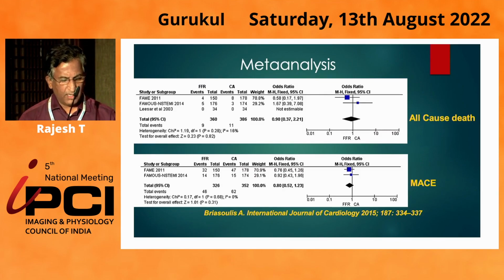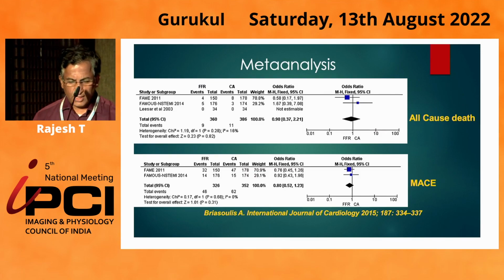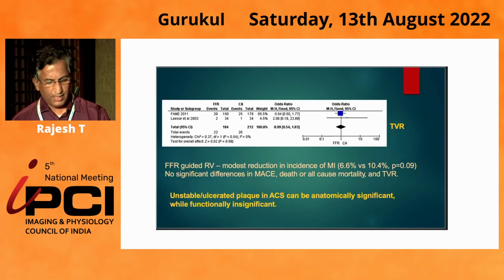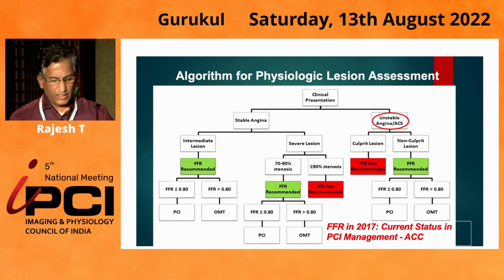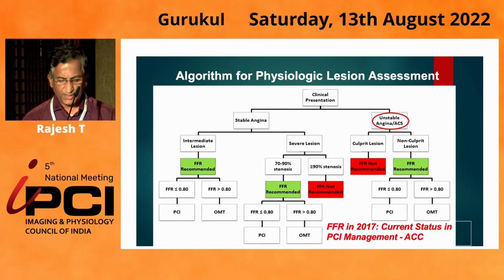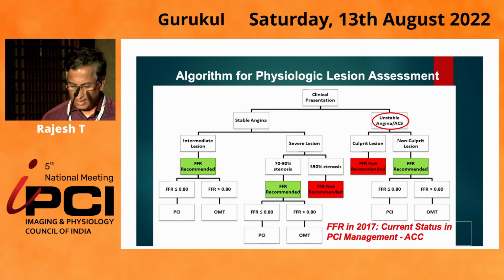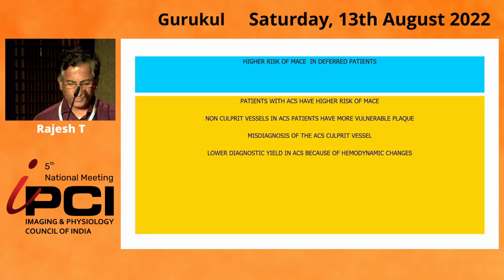And this is, again, the FAME non-STEMI trial, and the FAME sub-study also showed there was no difference in all-cause death, MACE, and target vessel revascularization in the FFR-guided arm compared to the angiographic-guided arm. Now, this is an algorithm which came out very early in 2017. After these trials came out, they compared in the unstable angina patient: the culprit vessel FFR was not recommended, non-culprit vessel FFR was recommended, and if FFR was less than 0.8, the patient had a PCI; FFR more than 0.8, the patient was on optimal medical therapy.